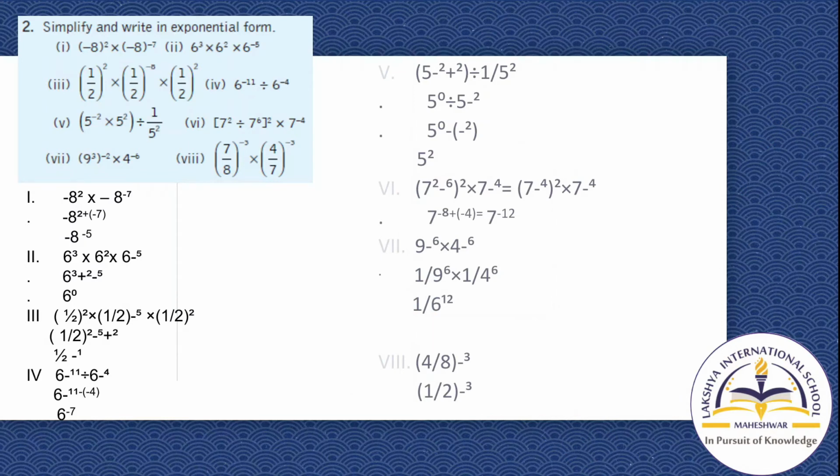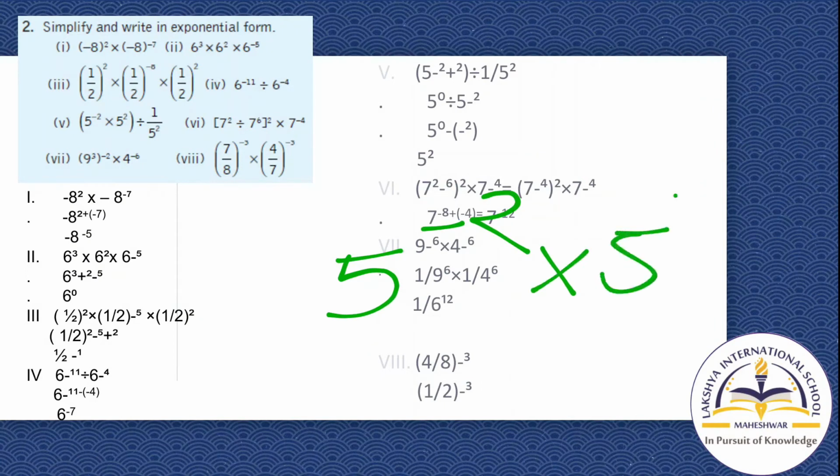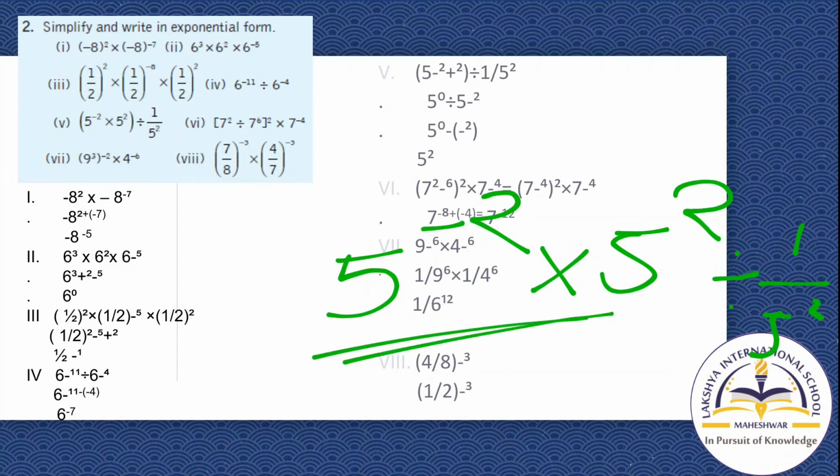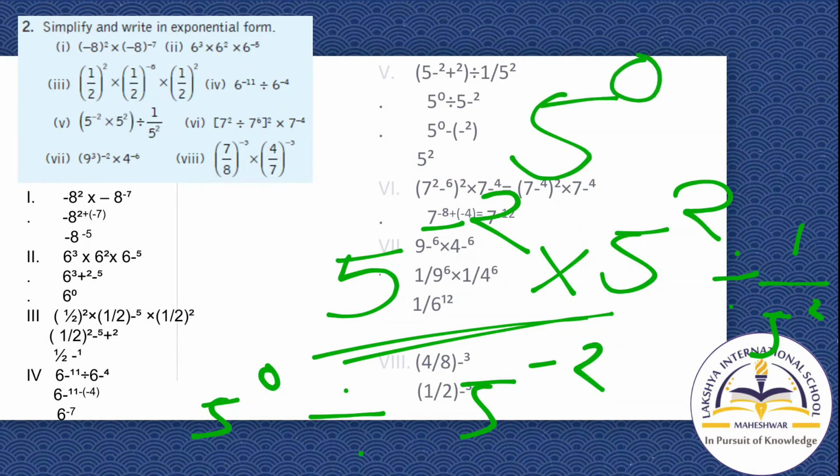Now question number 5. 5 to the power minus 2 into 5 to the power 2. Then there is divide 1 by 5 to the power 2. Now first we will solve this one. Bracket 5 to the power minus 2 and 2, 0. 5 to the power 0. Now divide. We can write like this also. Now there is a subtraction sign, so 0 minus minus 2, that is plus 2. 5 to the power 2 will be the answer.